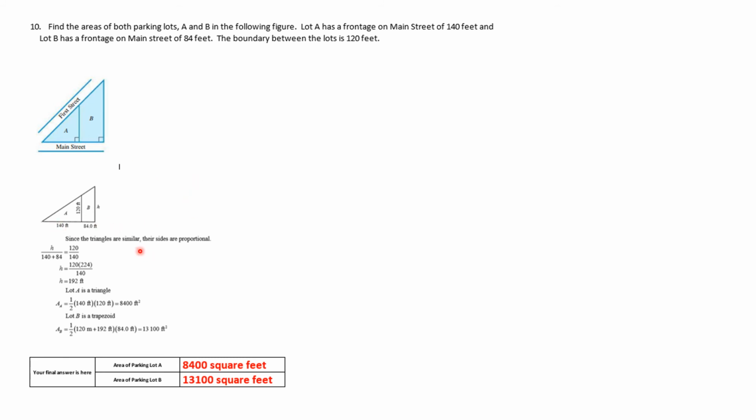Well, these are similar triangles. So if you call this side H, you say H over the sum of those two is equal to 120 over 140. And then you solve for H, and you get H is 192 feet. And so lot A is a triangle, 1/2 the base times the height, and you get that. Lot B ends up being a trapezoid, and we can use the formula for the area of a trapezoid as we do here, and we get it is 13,100 square feet. So these are the answers that you should have gotten for problem number 10.